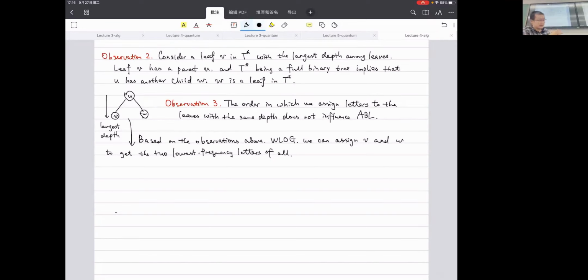And as we mentioned in observation 3, it does not matter if we make a switch accordingly. So we can feel free, without loss of generality, to assume that V and W are the two letters with the lowest frequency. It's a direct result that we can obtain here. And we can call this the safe to lock them together property. So is this clear to you?